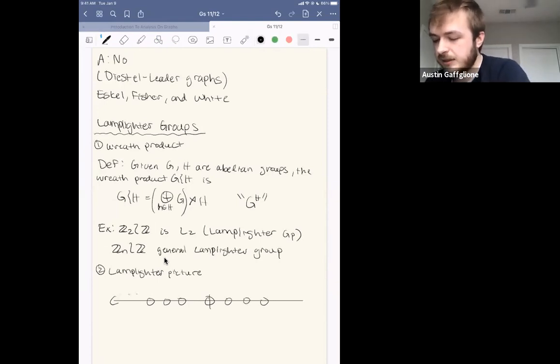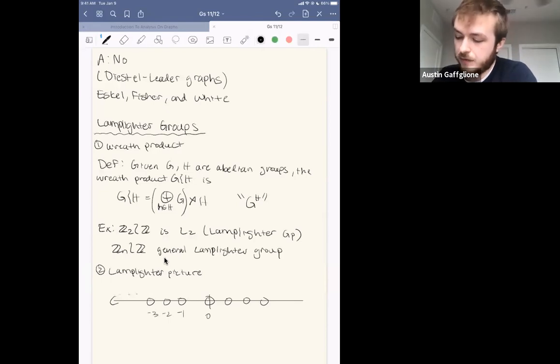And each lamplight is indexed by an integer. So this circle that I drew with the vertical line going through it, I index as 0. And I index 1 is -1, -2, -3, and so on in the negative direction. And then 1, 2, 3 in the positive direction. And in this bi-infinite street, so you can think of it as a totally disconnected street, so indexed by Z.